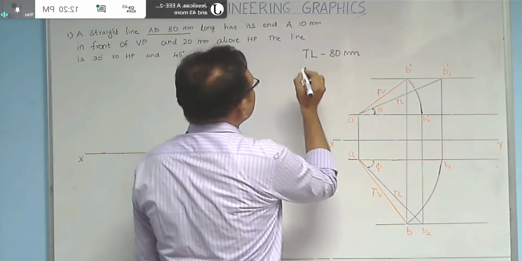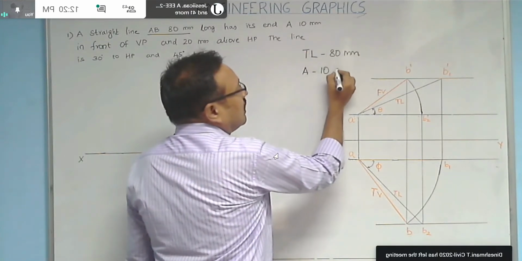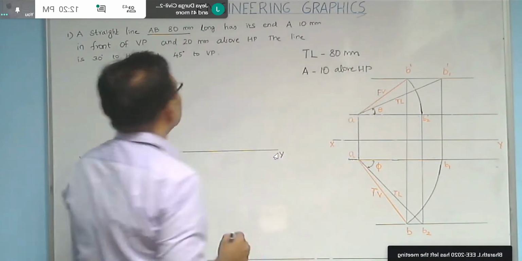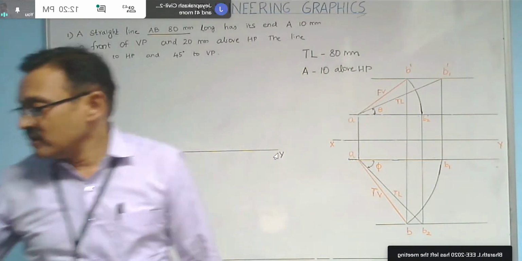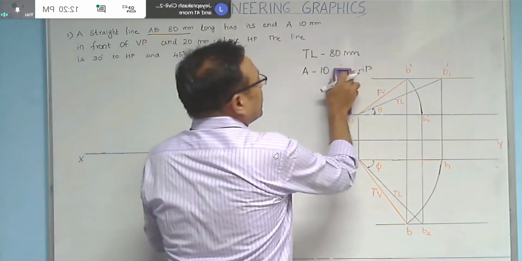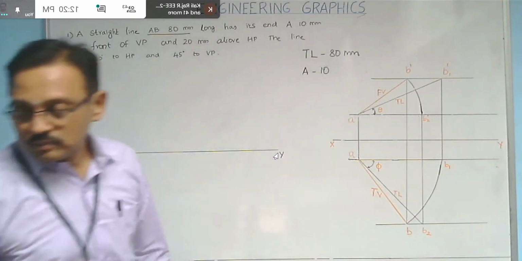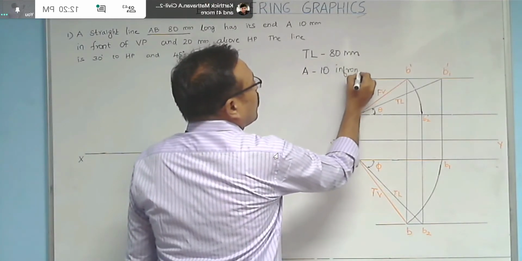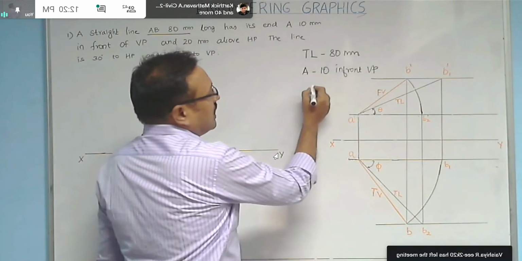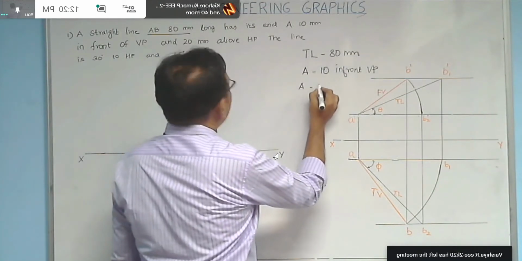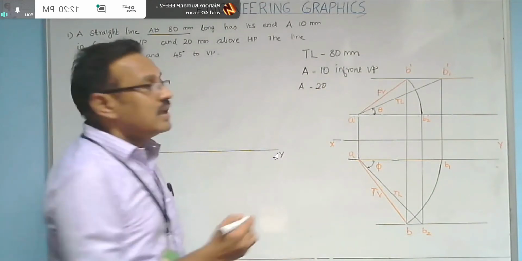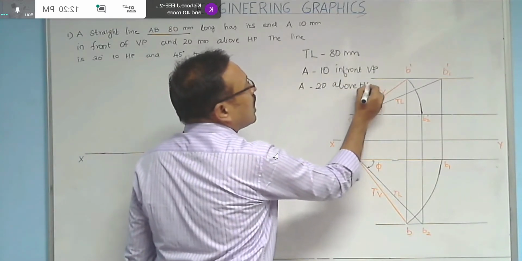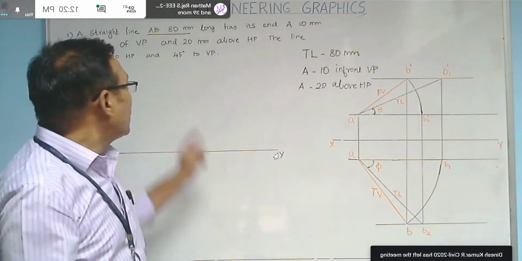So A is 10 in front of VP, sorry, not above HP, it is in front. A is 10 in front of VP, and A is 20 above HP.